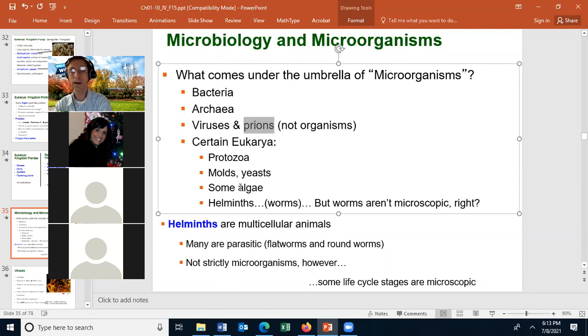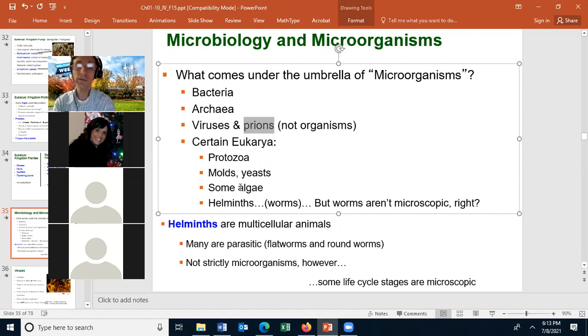And then there's one other category which we call a microorganism, and that is the helminths, the worms. Anyone have an objection with the worms? Are they microscopic? That's a yes or no. A parasitic worm, are they microscopic? No. Yeah, most of them are not.